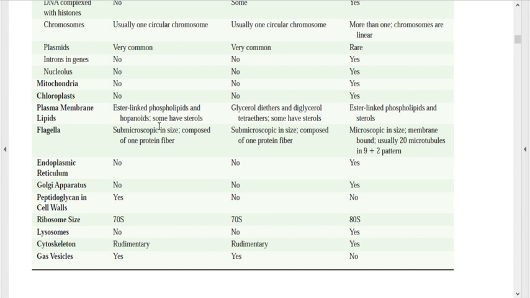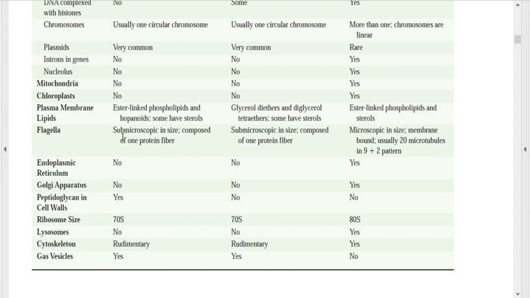Okay, and lichens. But in archaea the plasma membrane lipids include glycerol diether and diglycerol tetraether, and in addition to that some have sterols. In eukaryotes the plasma membrane lipids are ester-linked phospholipids, similar to bacteria. So bacteria have ester-linked and archaea have ether-linked phospholipids.